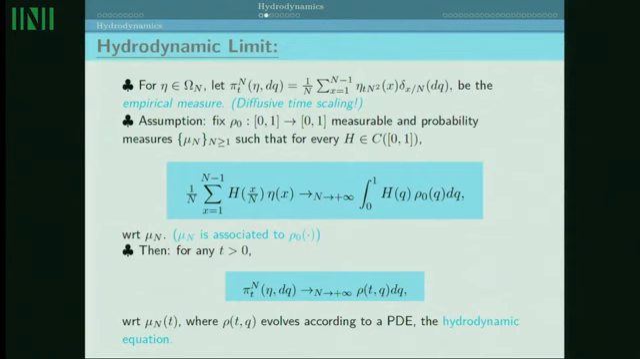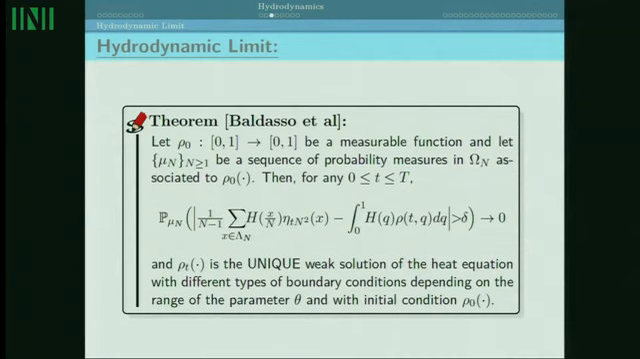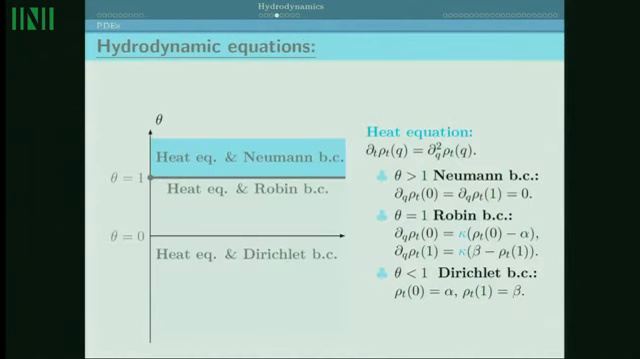If you assume this at initial time, then you have this convergence at time t. And rho t, the density, is the unique weak solution to the heat equation with different types of boundary conditions. The boundary conditions are like this. Theta is the parameter which is here at the boundaries, right? When theta is less than 1, it means that the boundaries are slowed, but you can take, for example, theta equal to 0. What we get is Dirichlet boundary conditions. It means that you have a weak solution to the heat equation with Dirichlet boundary conditions. Your profile is alpha and beta at the boundaries.